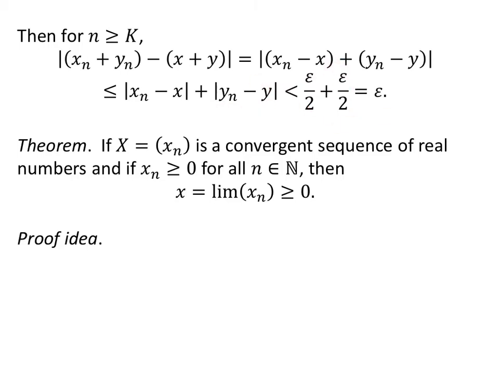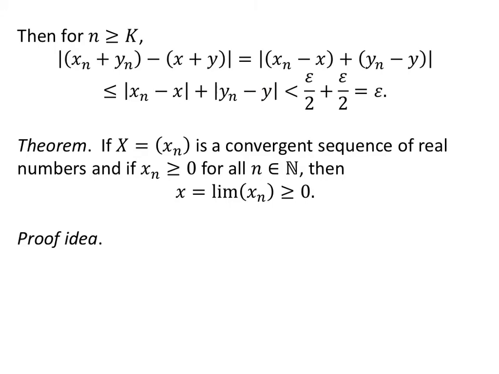Now, I did not have to choose epsilon over 2 and epsilon over 2 in both cases. I could have said, hey, I know that eventually x sub n minus x will be less than epsilon over 10, and y sub n minus y is going to be less than 9/10 of epsilon. Then their sum would still be less than epsilon. So epsilon over 2 is just a convenient choice.